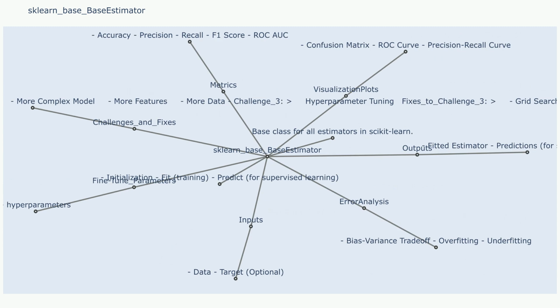Steps: initialization. The init method is called to initialize the estimator with any required parameters. Fit. The fit method is used to train the estimator on the input data and target values. Predict. The predict method is used to generate predictions for new data.